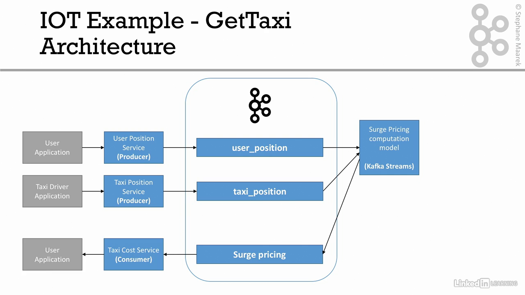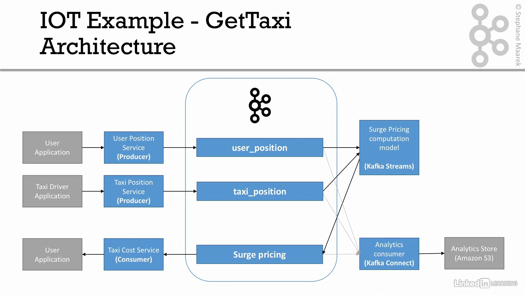Now that we have a surge pricing topic, we can definitely feed it back into the user application to give them a cost of the service, or an estimated cost of the service. And for this, we'll create a taxi cost service, which is going to be a consumer of our surge pricing. And finally, to make our data science team super happy, because they really want to get all this information into their analytics databases and stores to do whatever they want, we should use maybe Kafka Connect. And this time, instead of Hadoop, maybe our analytics store is Amazon S3. So there is also a Kafka connector for doing this.